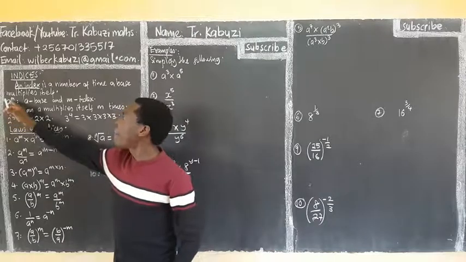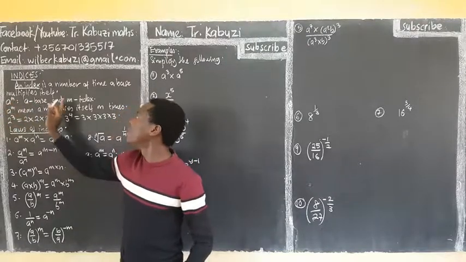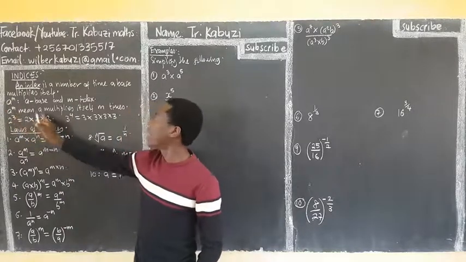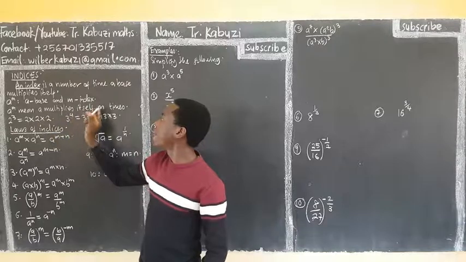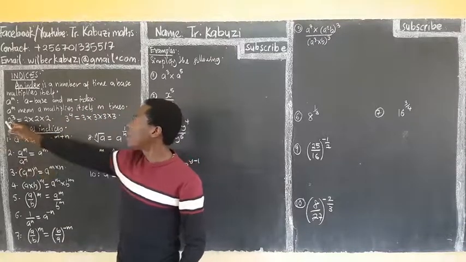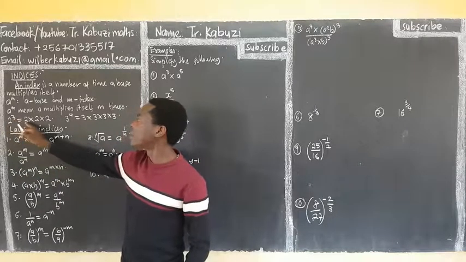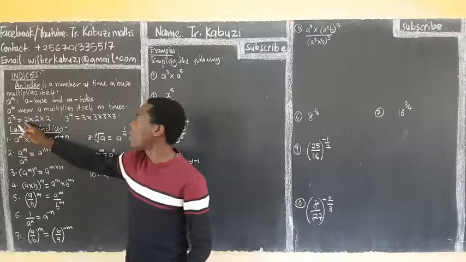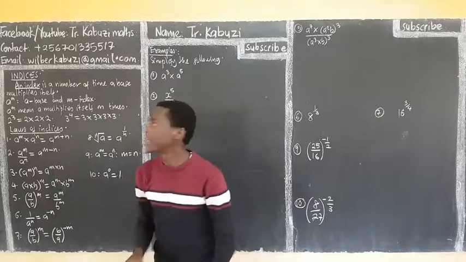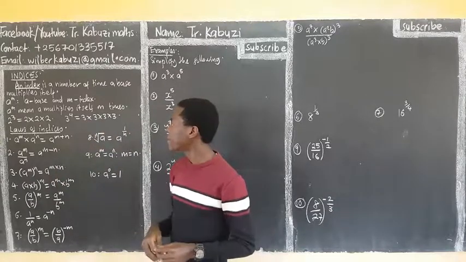Okay, if we have a power m, a is the base, and this m is our index. This means that a power m means a multiplies itself m times. So if you have 2 power 3, it means that this base 2 is going to multiply itself 3 times: 2 times 2 times 2, 3 times, 1, 2, 3. 3 power 4, so the base is 3, the index is 4. It's going to multiply itself four times, as you see there.